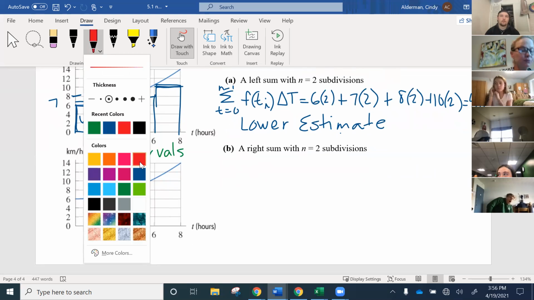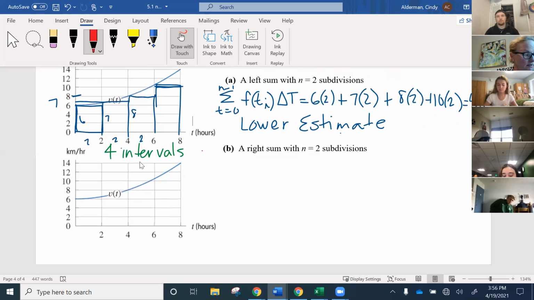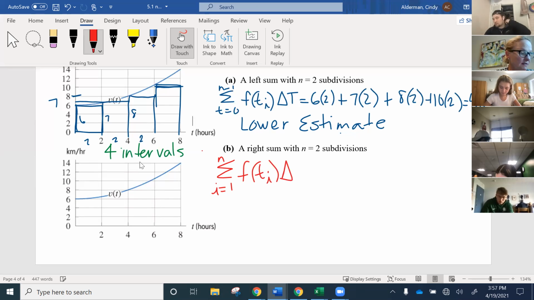Okay, so now let's do the right-hand sum with n equals 2 subdivisions. So we would say n on top, not n minus 1 here. I'm just referring to the formula itself. This time we're going to start with i equals 1, meaning the first interval. And the formula is going to be f of whatever the t_i is we're talking about, times the change in t.